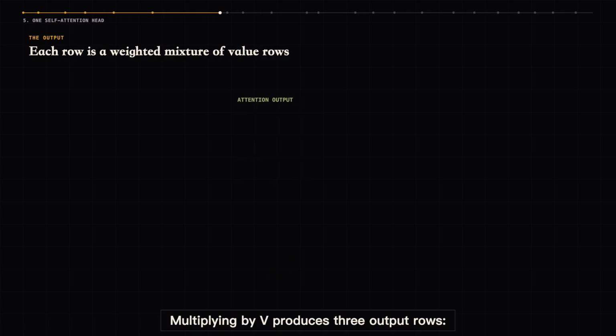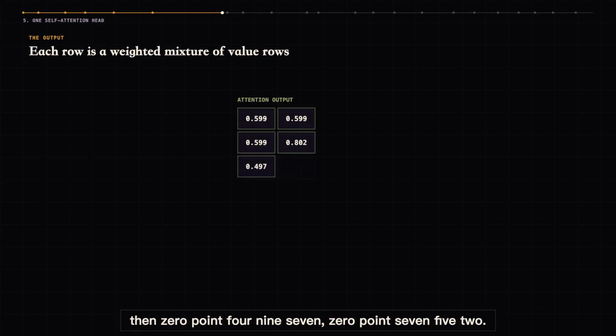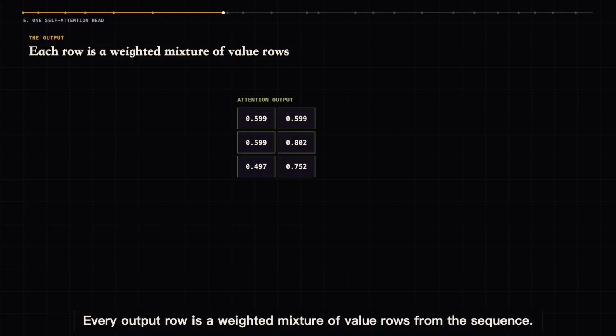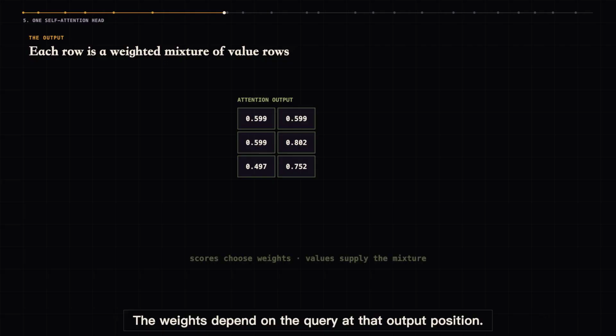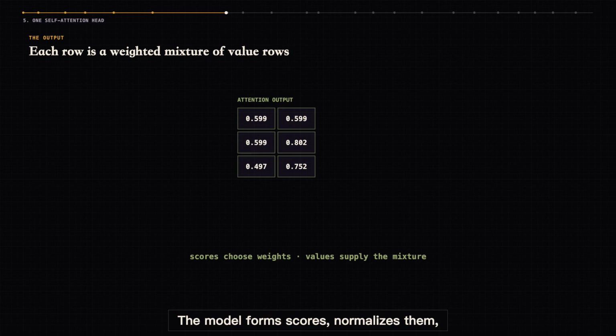Multiplying by V produces 3 output rows: 0.599, 0.599, then 0.599, 0.802, then 0.497, 0.752. Every output row is a weighted mixture of value rows from the sequence. The weights depend on the query at that output position. This is the mechanical meaning of attention in the equation. The model forms scores, normalizes them, and uses the normalized scores to mix information.